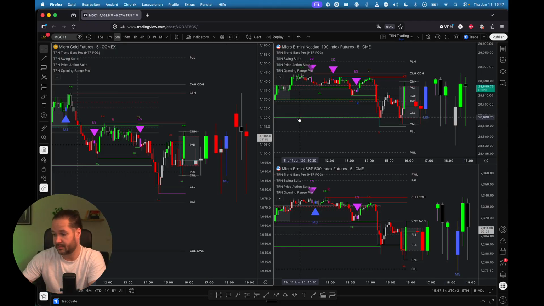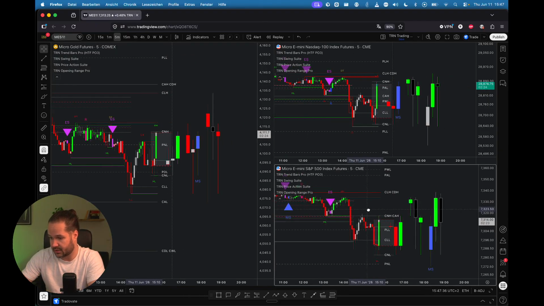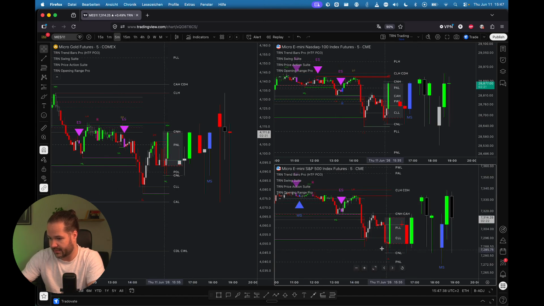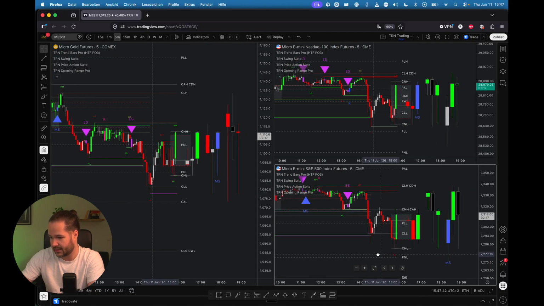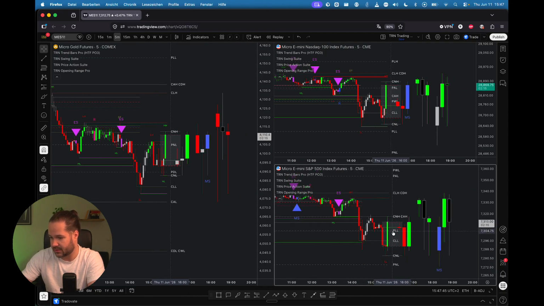Okay guys, it's already getting interesting now because here on ES we had the liquidity grab, and now we have the recovery. So I would try a long. If we close with this green trend bar and don't correct now, and get a long wick, then I will try a limit order and target the current day high.